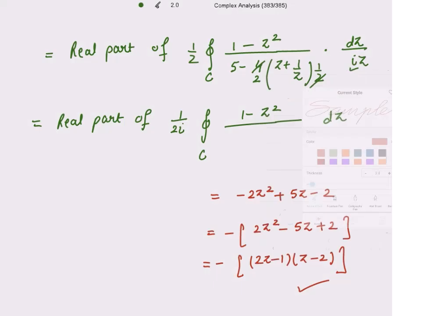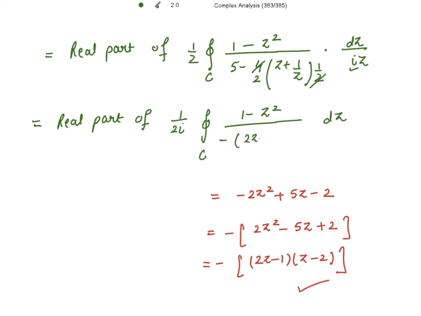So this is minus of 2z minus 1 into z minus 2. If I take minus common from the numerator, I will be getting z square minus 1 in the numerator, and this minus sign cancelled out with this. So this is z square minus 1 in the numerator.